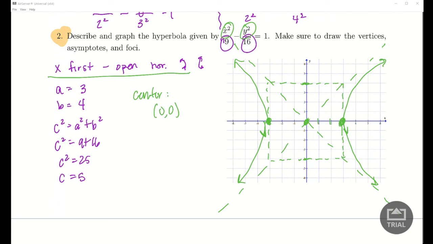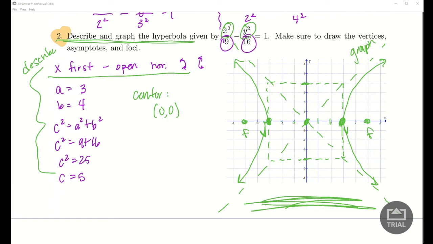Okay, so we have the vertices, the asymptotes, we have the center, we need the foci. So we're going to count out 5 from center. So 1, 2, 3, 4, 5. 1, 2, 3, 4, 5, and those are our foci. And we have graphed our first hyperbola. Notice these directions say describe and graph. All of this is the describe part. And then this is the graph. And you need both. If you turn in something with just this graph, I will give you no points.